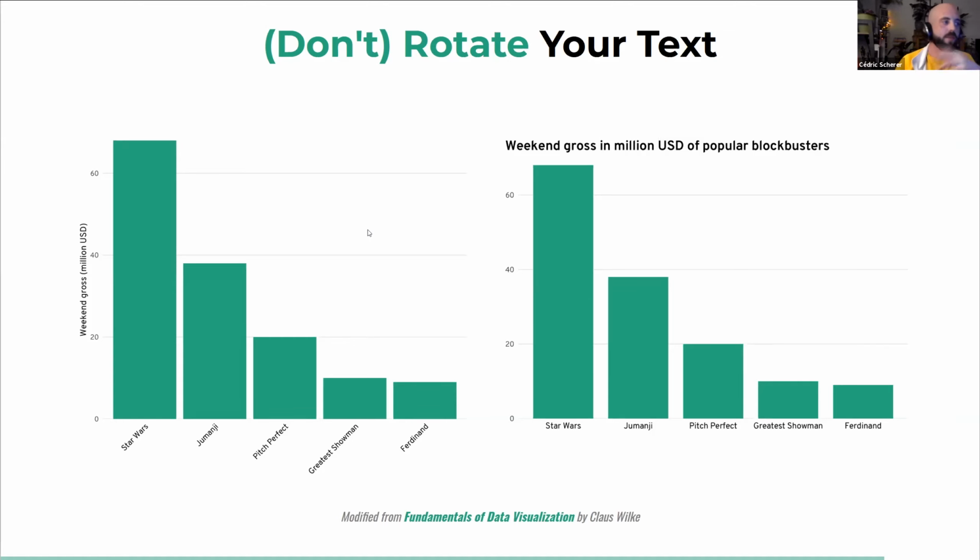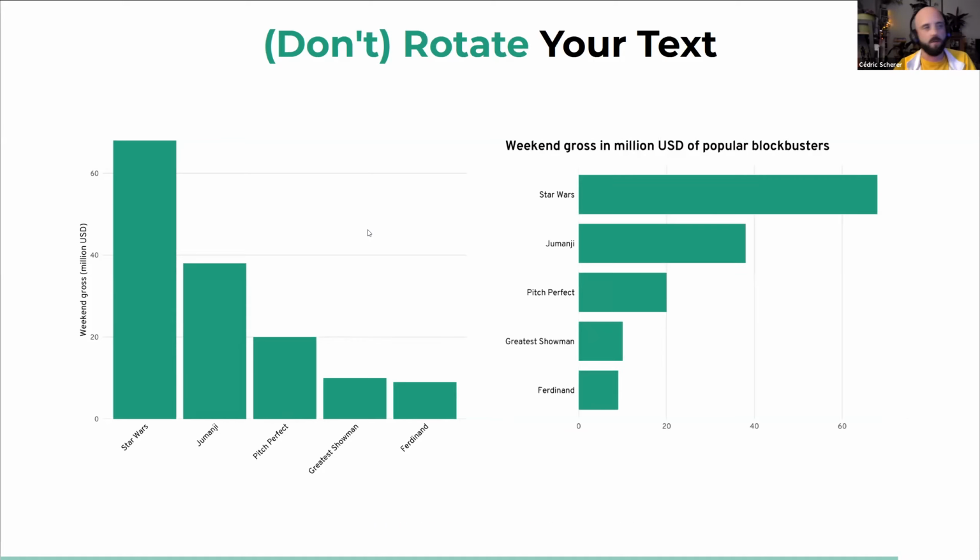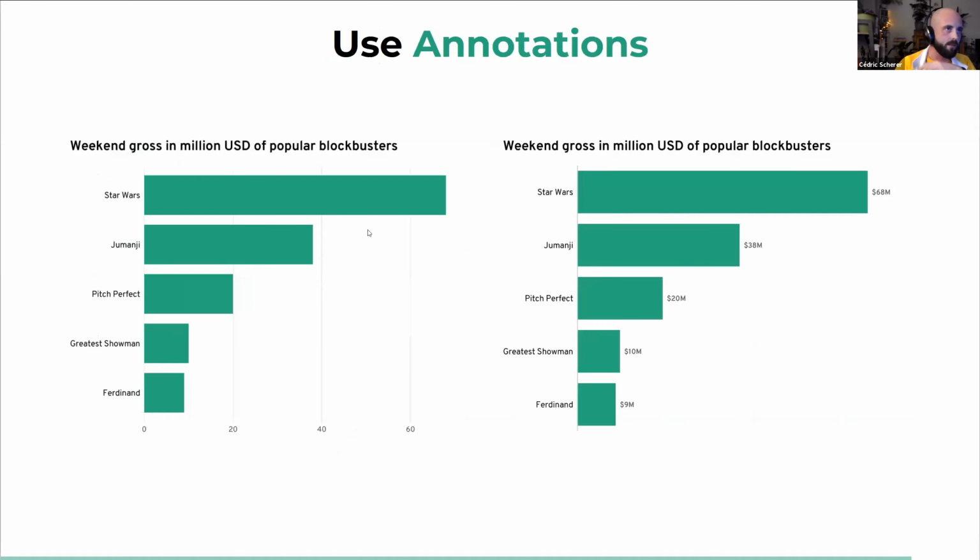So we don't need "movie" anyway, because for most people it's crystal clear that Star Wars and Jumanji are movies. But you can even put this in the title, like weekend gross in million USD. And we don't rotate the labels. If you get very long labels, or maybe it's even a nicer choice, you can flip your chart to make it even easier to read. And we can even add annotations, so we can get rid of the grid lines if you like. You can, of course, also have both the grid lines and the annotations.